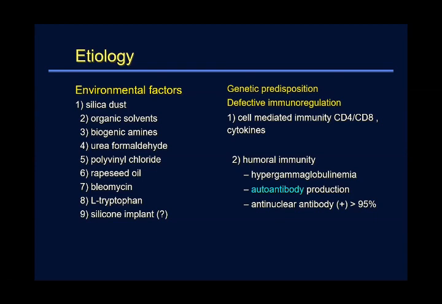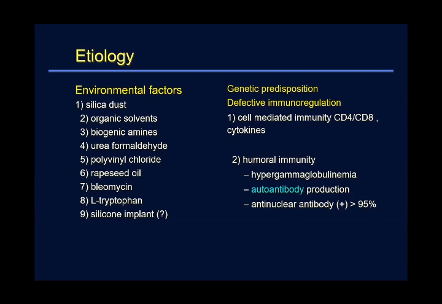Polyvinyl chloride, rapeseed oil, bleomycin, epiprophan, and silicone implants are basically irritating agents leading to some inflammation and immune dysregulation, leading to an autoimmune disorder with diffuse involvement, an inflammatory and chronic disorder leading to scleroderma. Genetic polymorphism, as I told you, is more common in females than males. Males have a bad prognosis, and blacks are usually more commonly involved than whites.